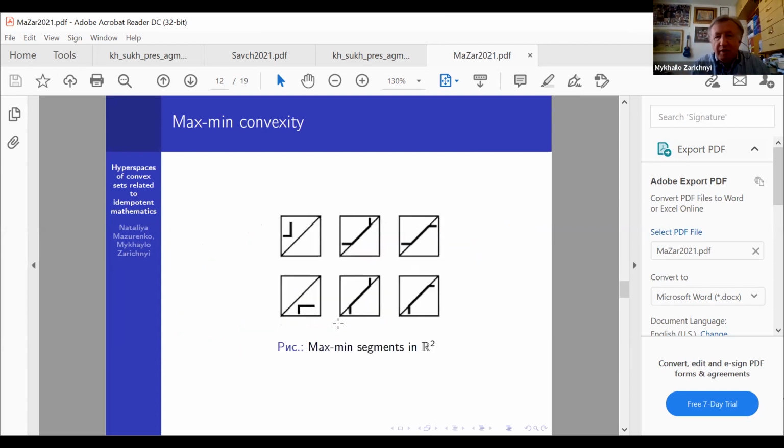And what are the typical segments in the two-dimensional case? They are drawn here. If you have 2 points, and here this stands for the diagonal y equals 2x, given 2 points here, we connect them by this segment. If they are located like that, we have such a broken line. So all the possible cases are here.